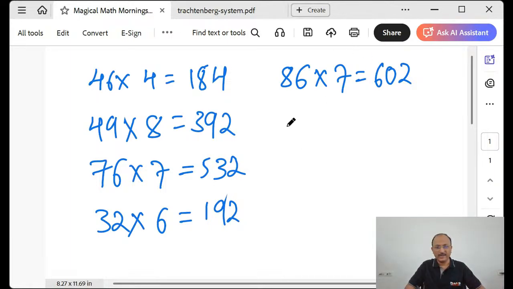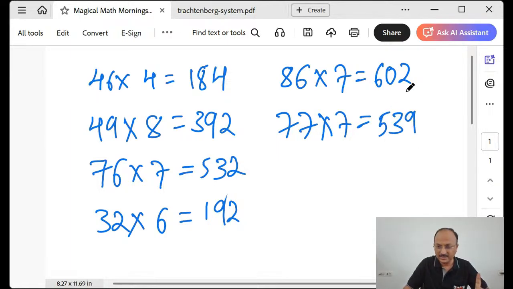Let's take 77 into 7. Very simple. 490 plus 49. That's it. That should come into our mind. Yes, it is 539. Very good. Some of you are very quick.